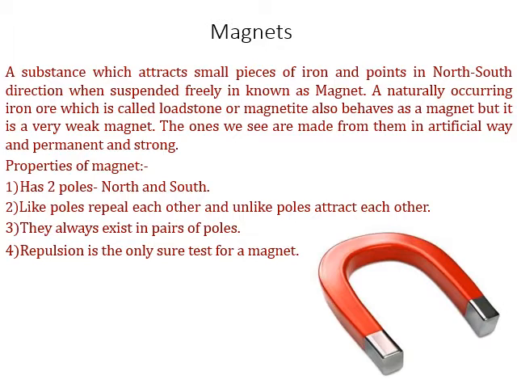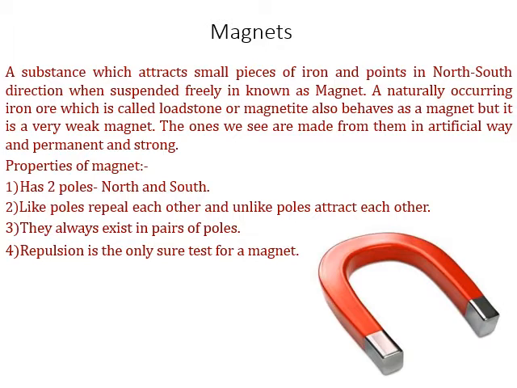Magnet, a substance which attracts small pieces of iron and points in north and south direction when suspended freely, is known as a magnet. A naturally occurring iron ore, which is called lodestone or magnetite, also behaves as a magnet, but it is a very weak magnet. The ones we see are made in an artificial way and are permanent and strong.